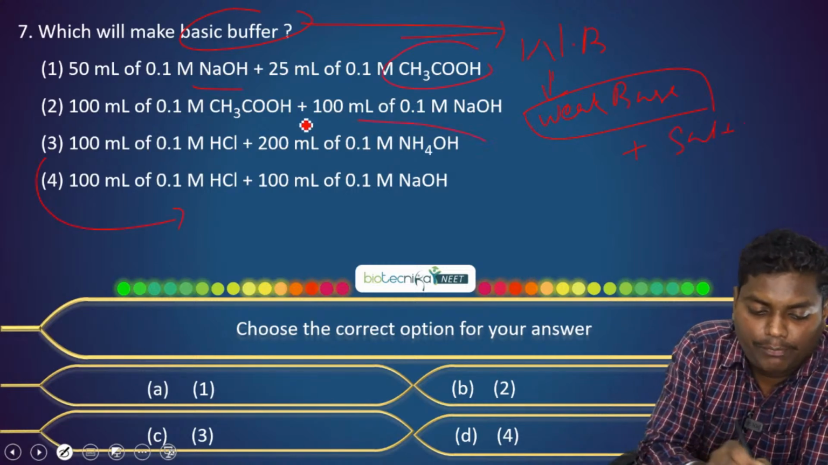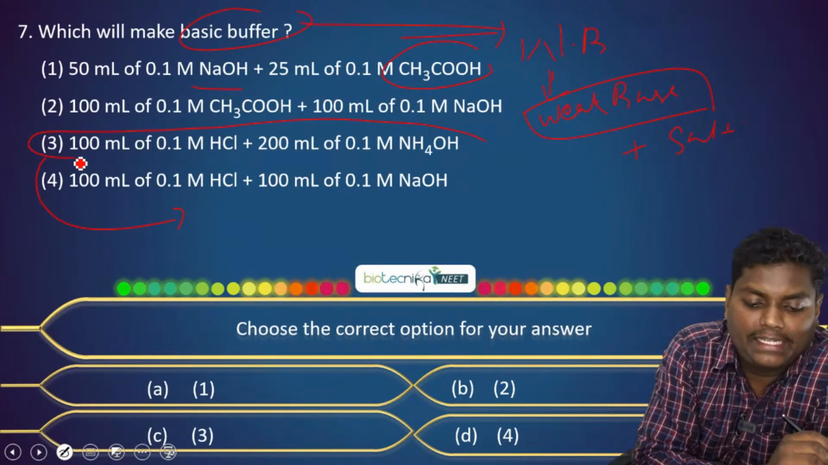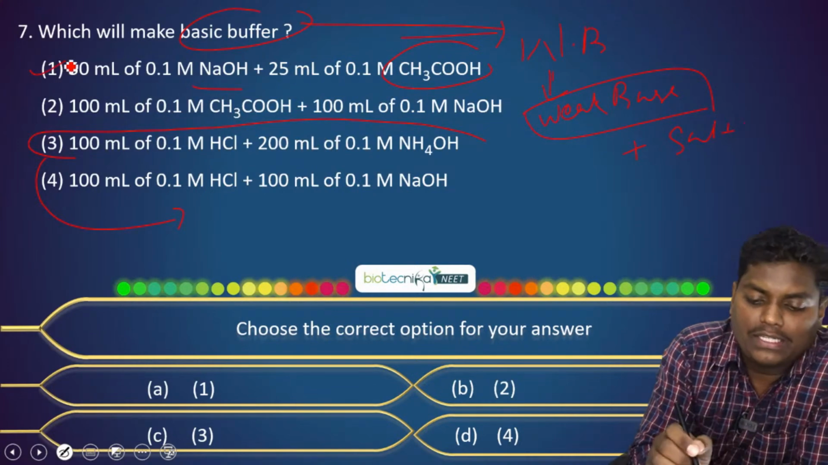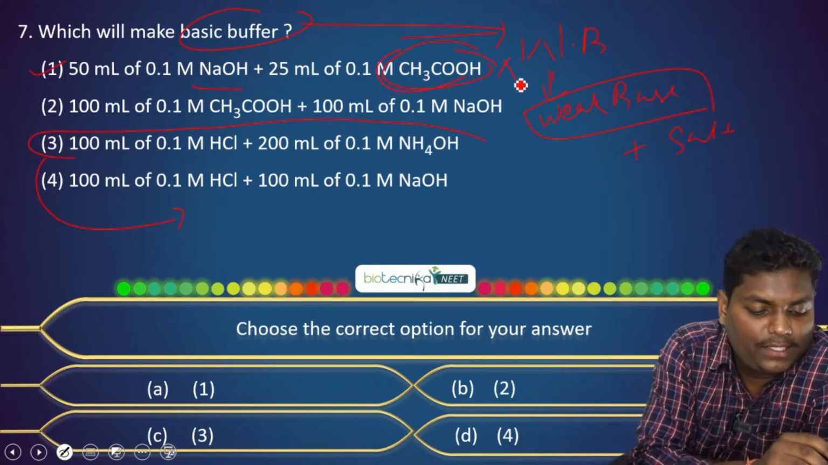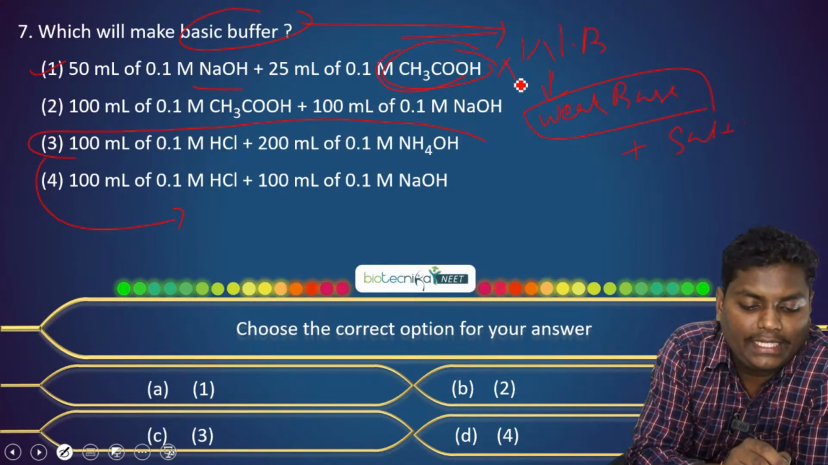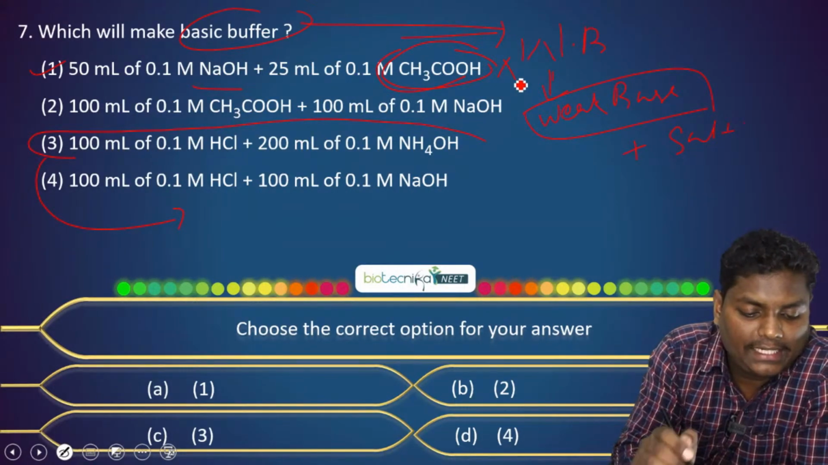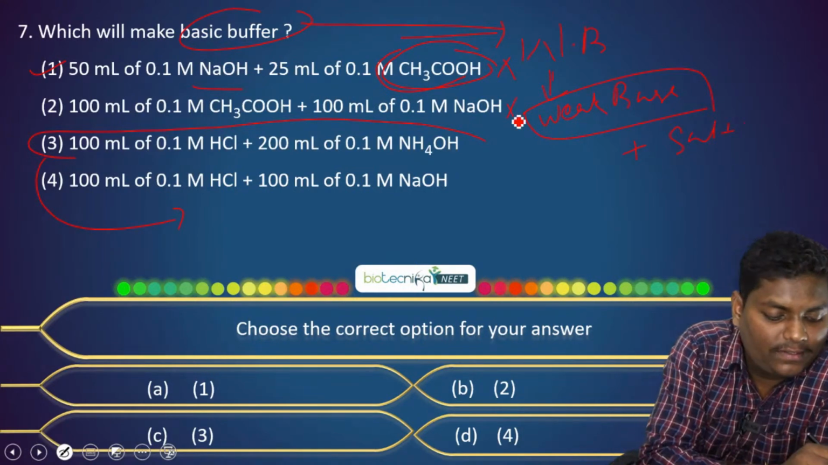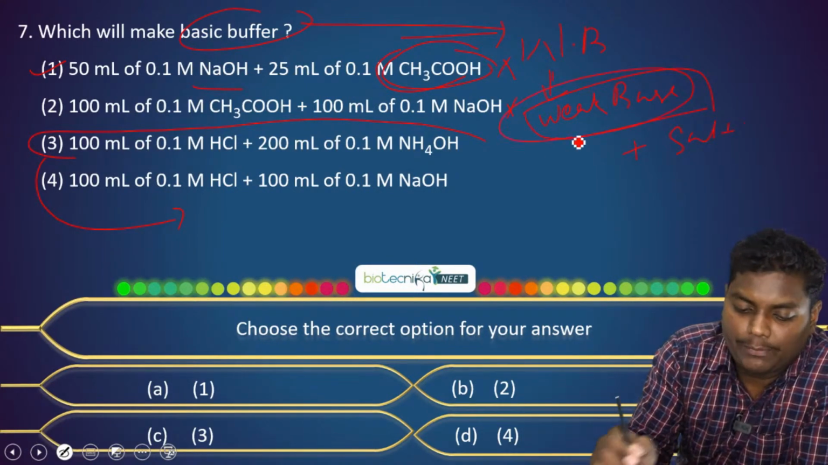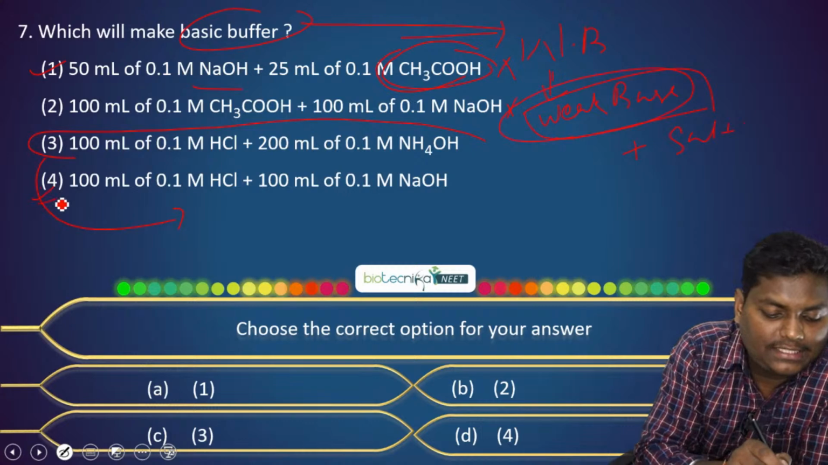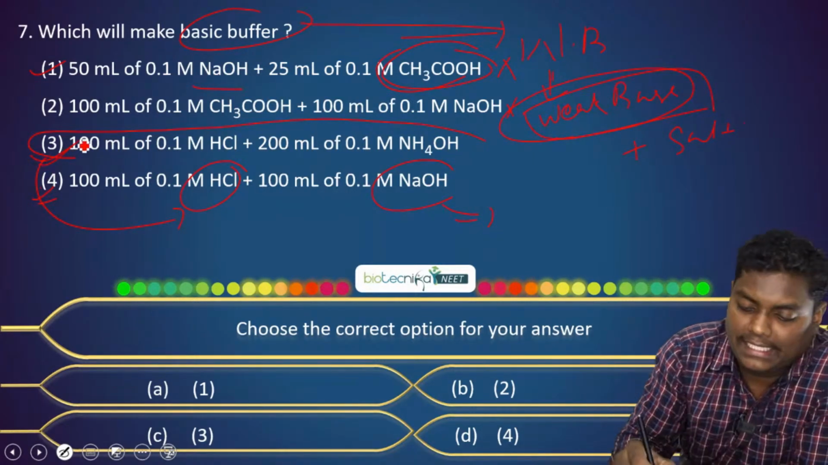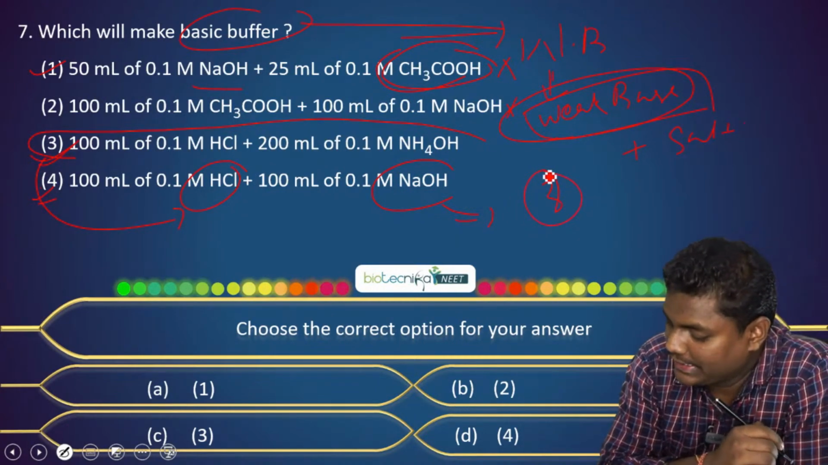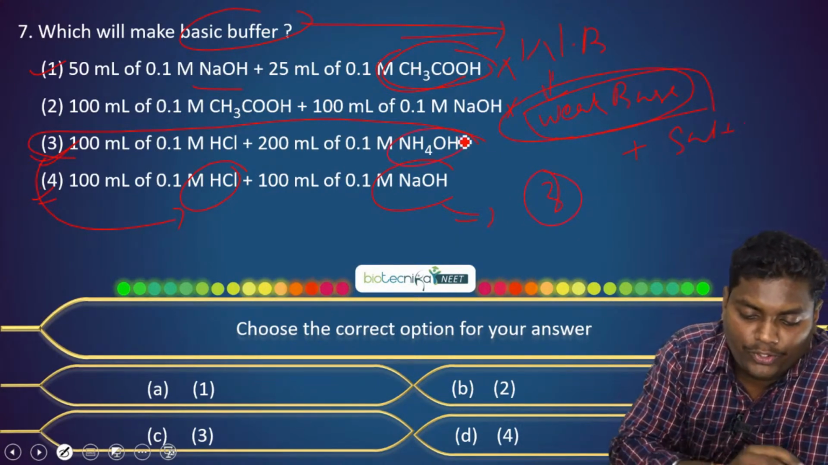The first thing, you can immediately reject option A because it has a weak acid and a strong base. You can check this one too: a weak acid and a strong base again, so it can't be there. Just check for the weak base. Option D is a strong acid and strong base, so it won't be there. Only option C is left, which has ammonium hydroxide.